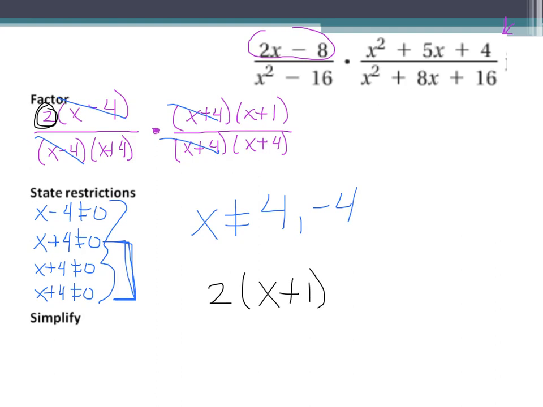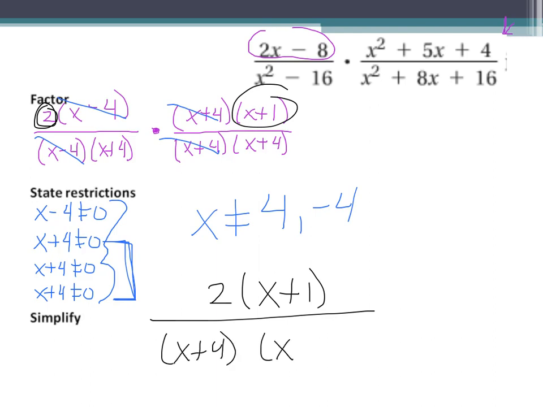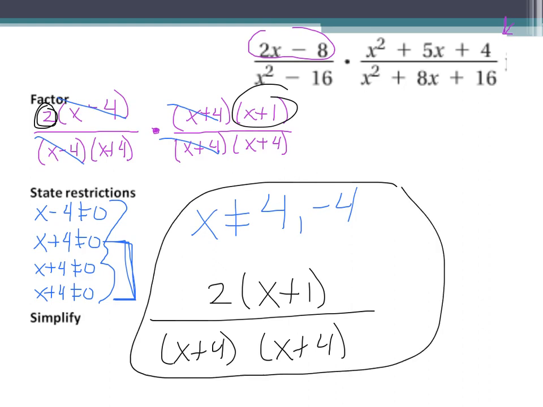x plus 1 is the only thing left up top. And on the bottom, I have an x plus 4, and I have an x plus 4. So this right here would be my final answer.